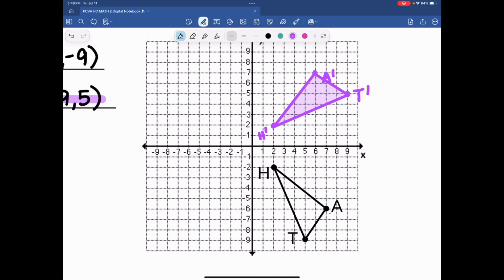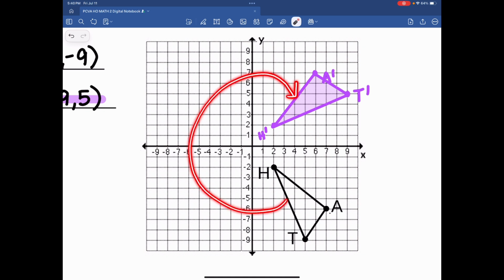So really, again, it looks like a rotation. If we're rotating it around the origin, we would have been rotating it clockwise 270, or it could have been counterclockwise by 90. So that's the reason they're technically the same.